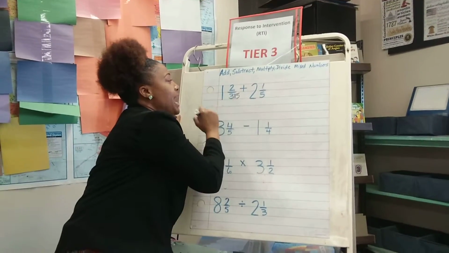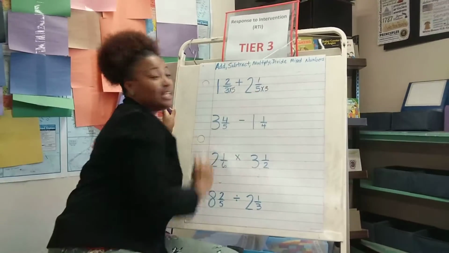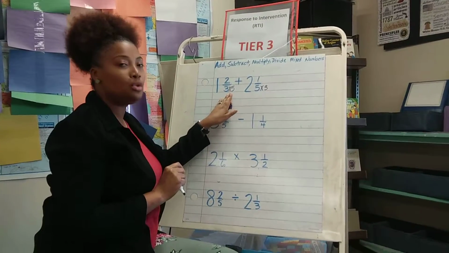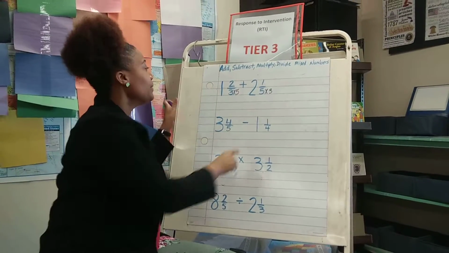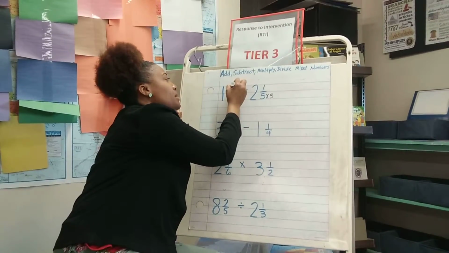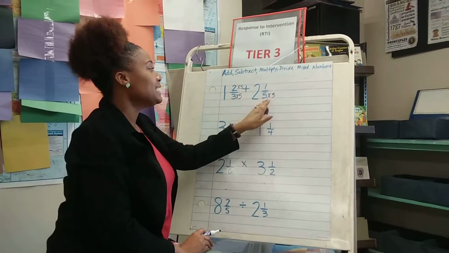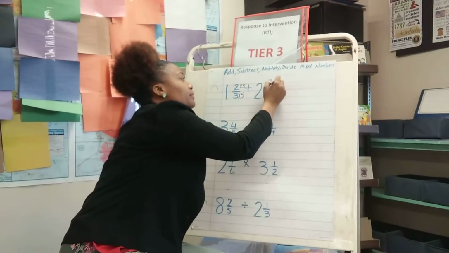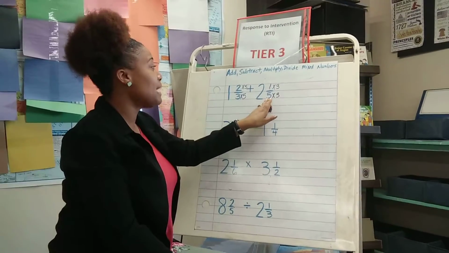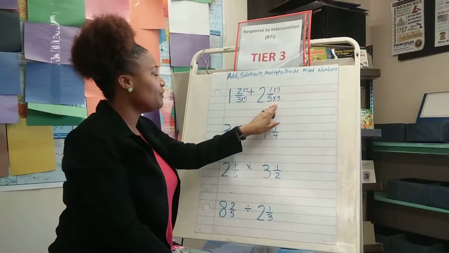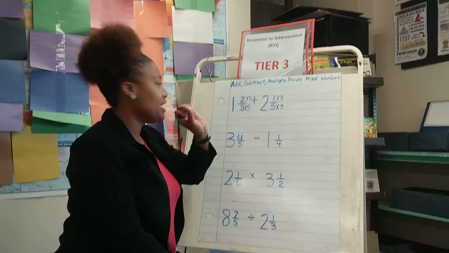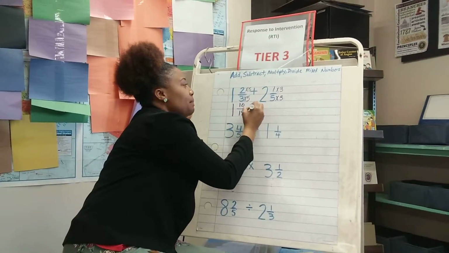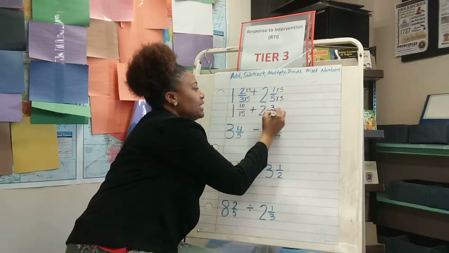So 3 times 5 is 15 and 5 times 3 is 15. But remember, I taught you to make an equivalent fraction. Whatever you do with the denominator, you must do with the numerator. Since I multiplied by 5 in the denominator, I want to multiply by 5 in the numerator. And since I multiplied by 3 in the denominator with 2 1/5, I want to also multiply by 3 in the numerator. Okay, so that gives me equivalent fractions of 1 10/15 plus 2 3/15.